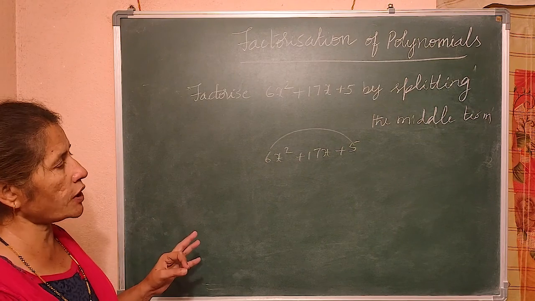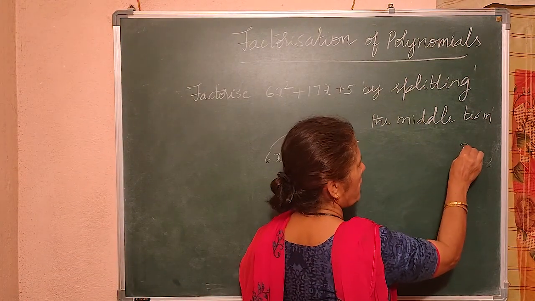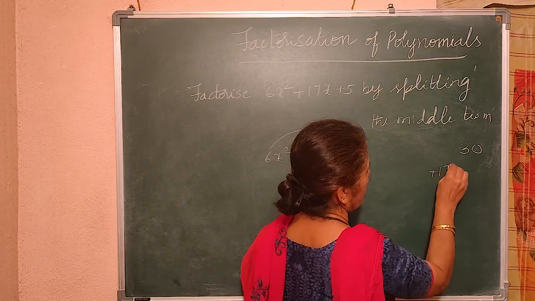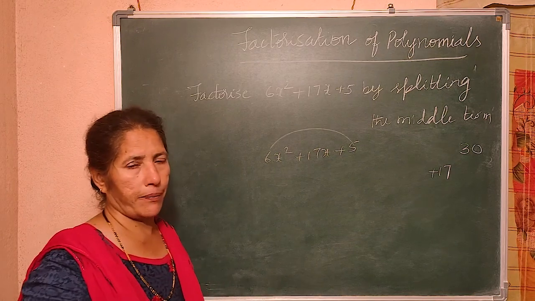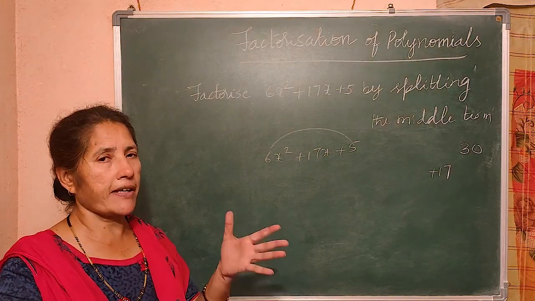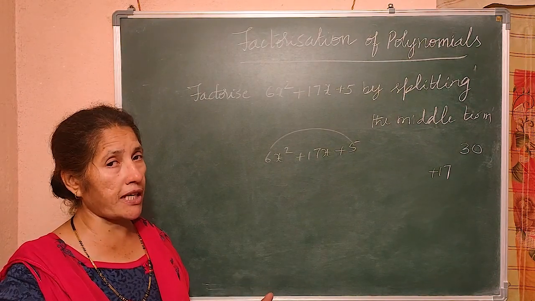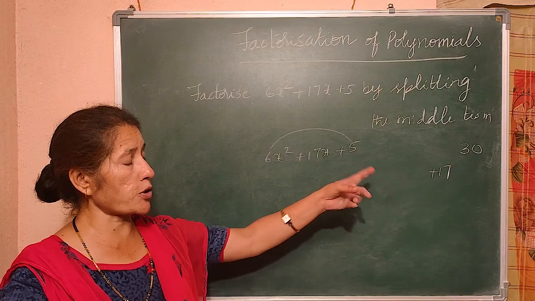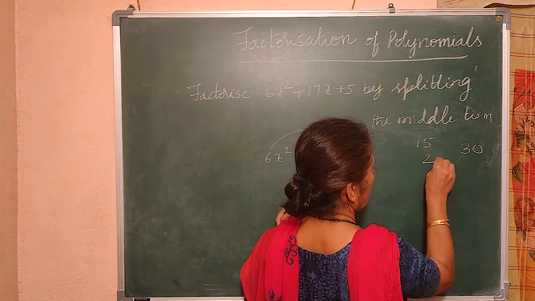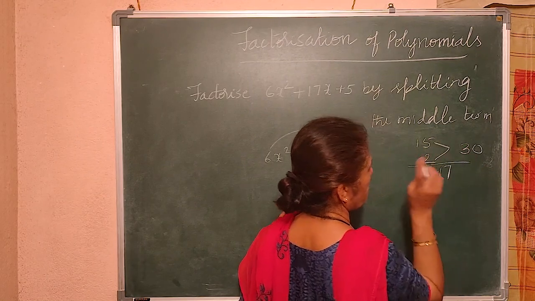So what is the answer you get? 6 fives are 30. The product has to be 30. The sum has to be plus 17. Now it is simple. So think of the factors of 30 where the sum is 17. So the factors of 30 are 15 and 2. So that sum is 17. 15 twos are 30, and 15 plus 2 is plus 17.